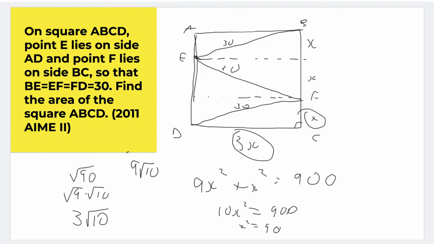So this is the side length, and now we square it. So 9 times 9, 81. Now if you square a square root, like the square root of 10, it just becomes 10. So 81 times 10, which is just 810.